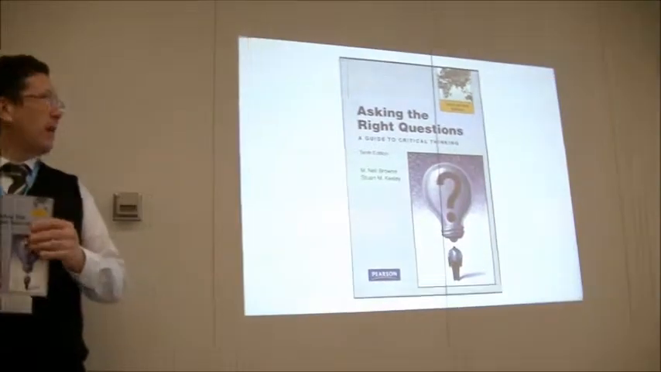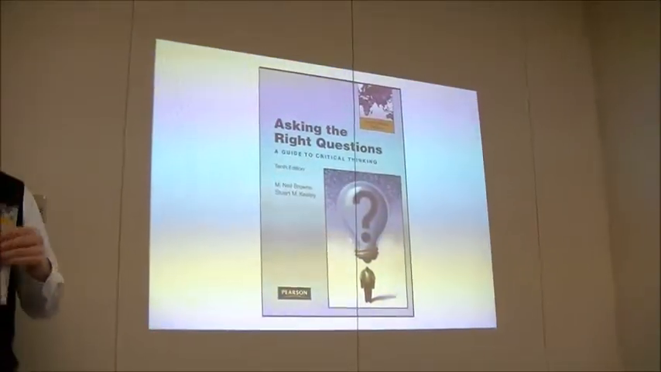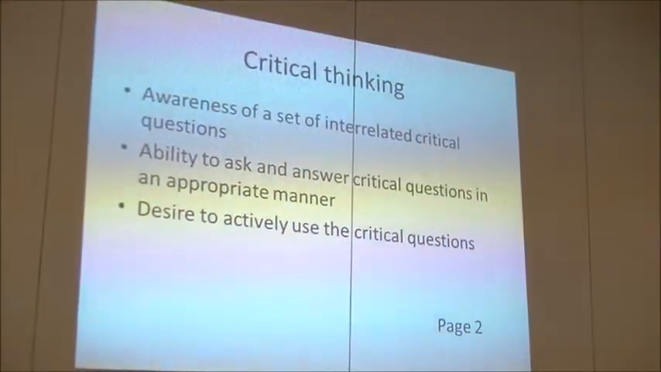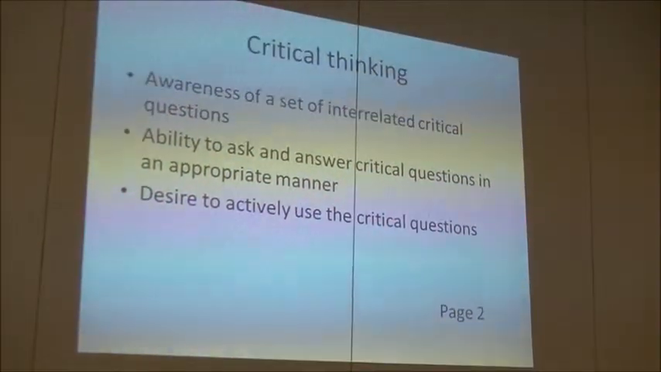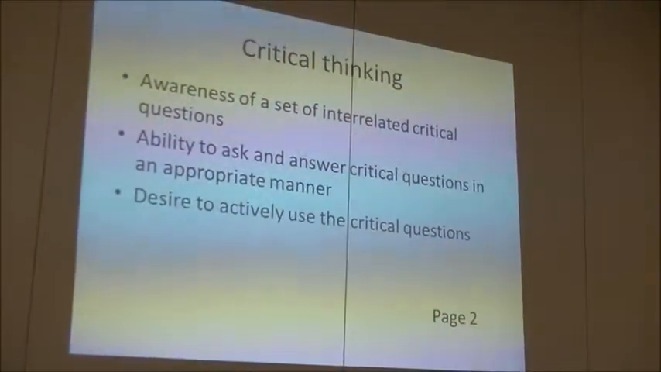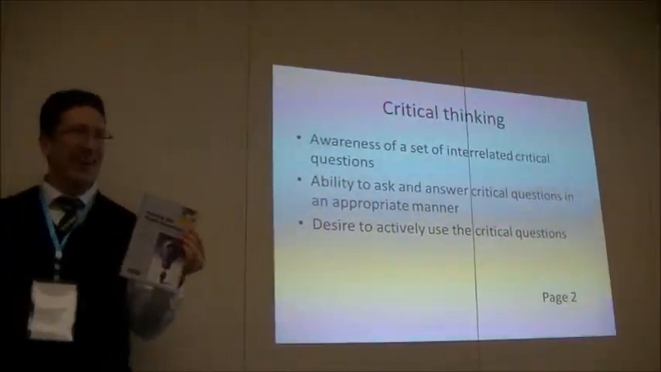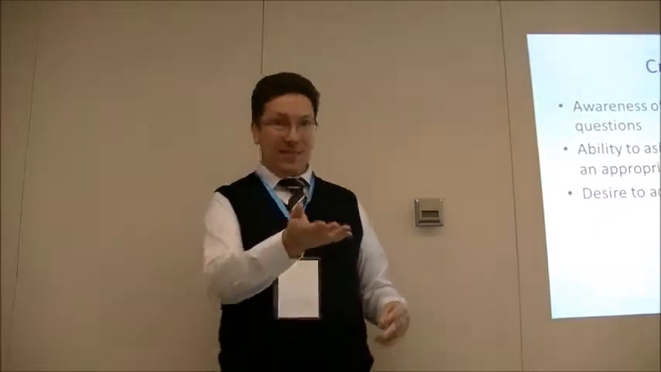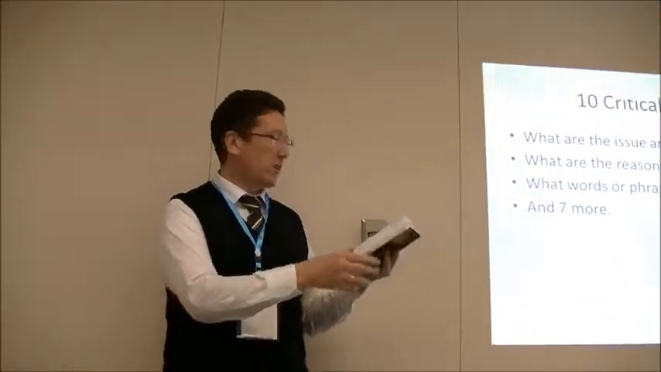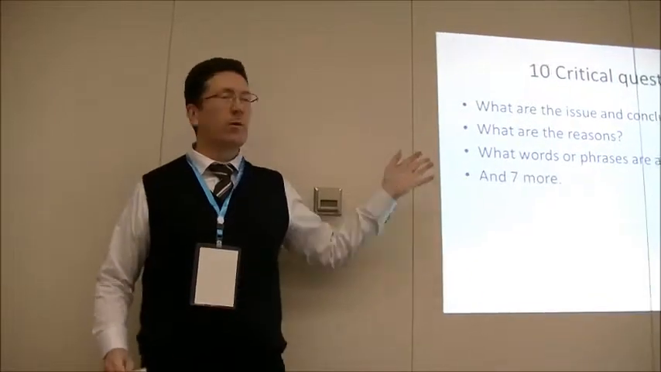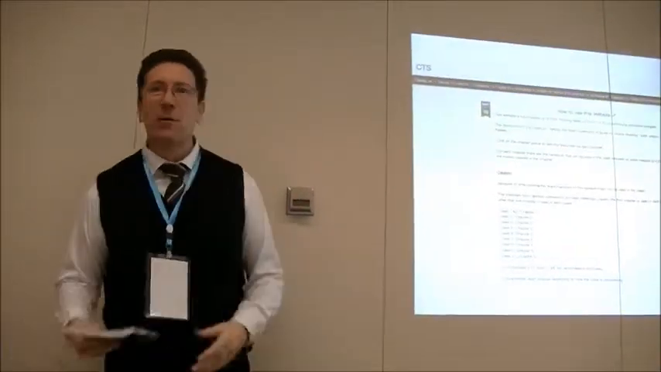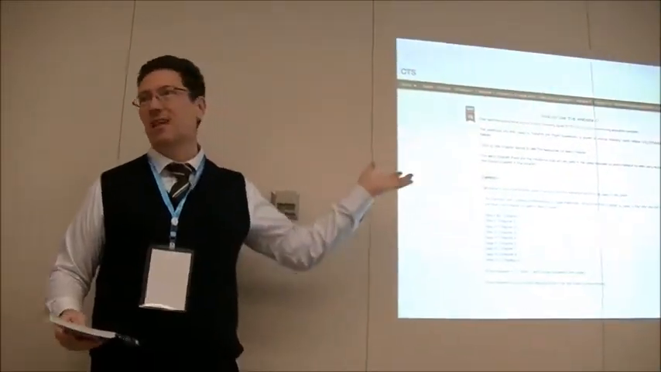This is the textbook I use, Asking the Right Questions. This textbook defines critical thinking as an awareness of a set of interrelated critical questions, the ability to ask and answer critical questions in an appropriate manner, and a desire to actively use the critical questions. Can you see why the book is called Asking the Right Questions? Critical thinking is a process of questioning. Every chapter goes through a different critical question. For example, what are the issue and conclusion? What are the reasons? Which phrases are ambiguous? And there are 7 more. I put it on your handout so it won't hurt your eyes. Every week, basically, we go through another chapter and discuss another question.